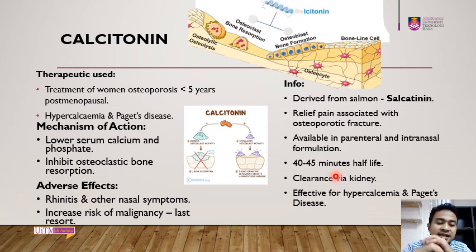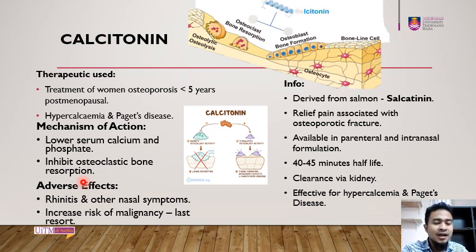So how does it work? Okay, so calcitonin is actually lowering the serum calcium and the phosphate, which inhibits osteoclastic activity, and later it also inhibits osteoclastic bone resorption. Okay, so this is the main point. I made it simple. You can read more. Quite interesting to know all of this.